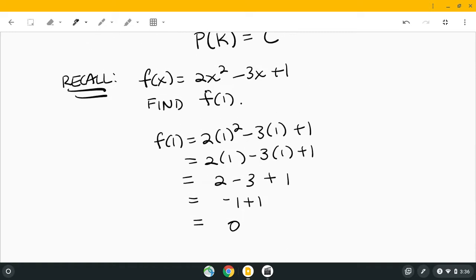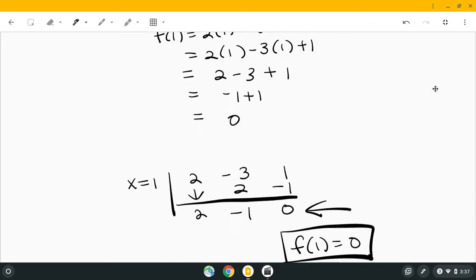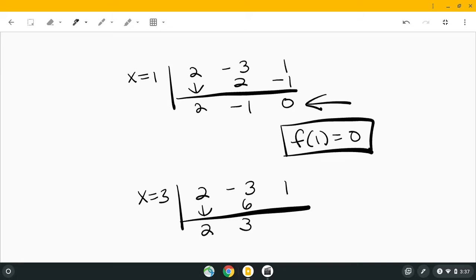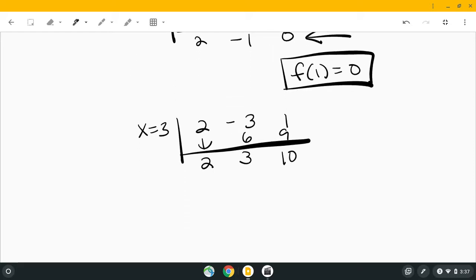So if this is my function, I'm wondering what I get if I plug in 3. Well, you can do x equals 3 on that function, 2, negative 3, 1, and just do your synthetic division. 2 times 3 is 6, 6 minus 3 is 3, 3 times 3 is 9, 10. So right there, f of 3, when you plug in 3, you're going to get 10.